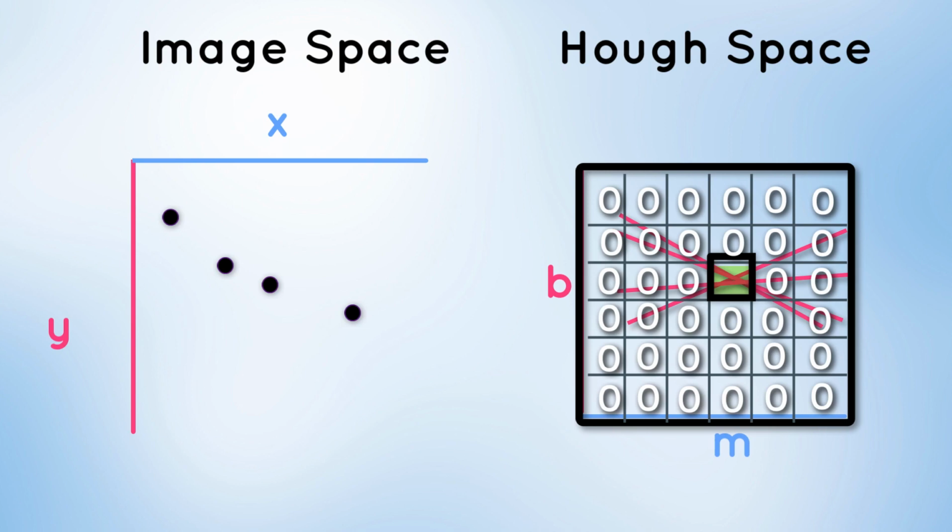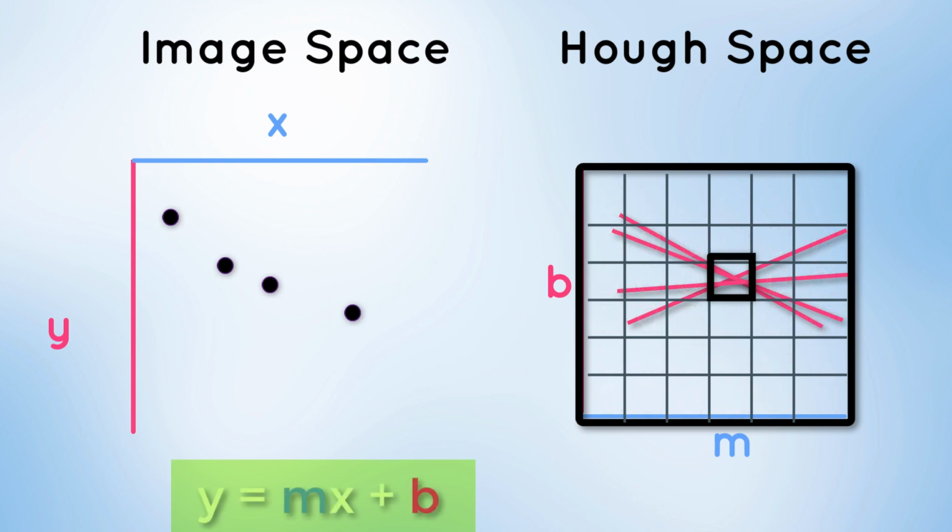Whatever m and b value that this bin belongs to, that's the line that we're going to draw since it was voted as the line of best fit in describing our data.